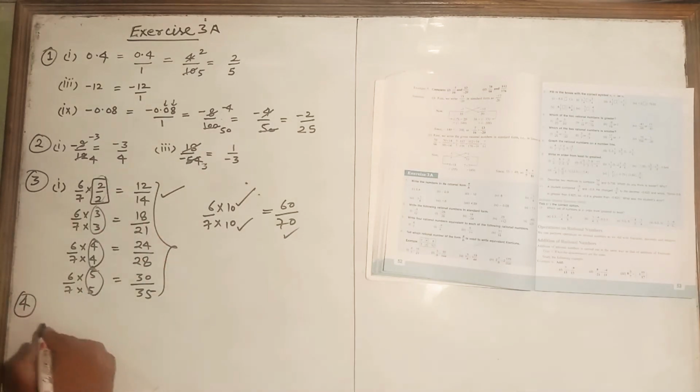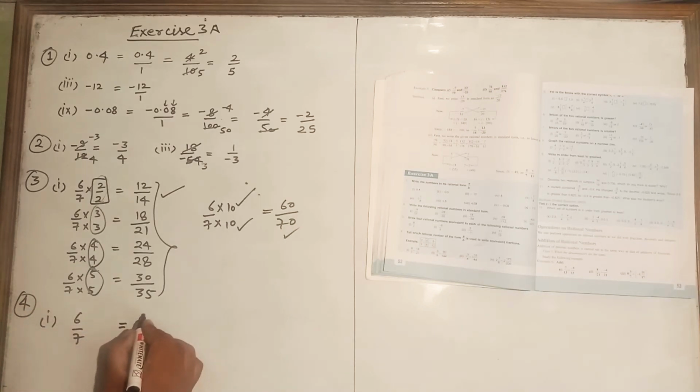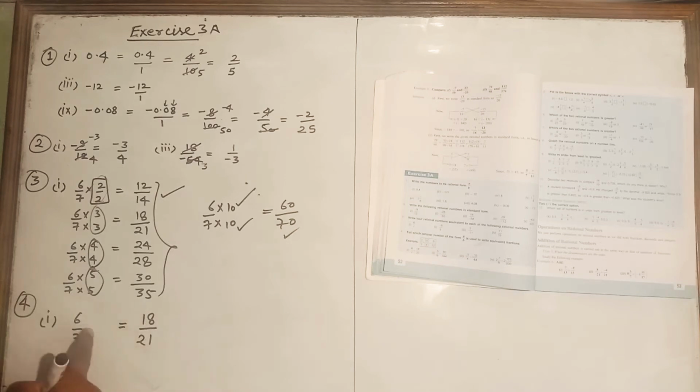See, first part I am doing here. 6 upon 7 is equal to 18 upon 21. Now you have to check how many times we will multiply 6 to get the result 18, and how many times we will multiply 7 to get the result 21. So 6 ones are 6, 6 twos are 12, 6 threes are 18, and here again 7 threes are 21. So you know that 3 upon 3 is the fraction which will be multiplied with 6 upon 7 to give the result 18 upon 21.